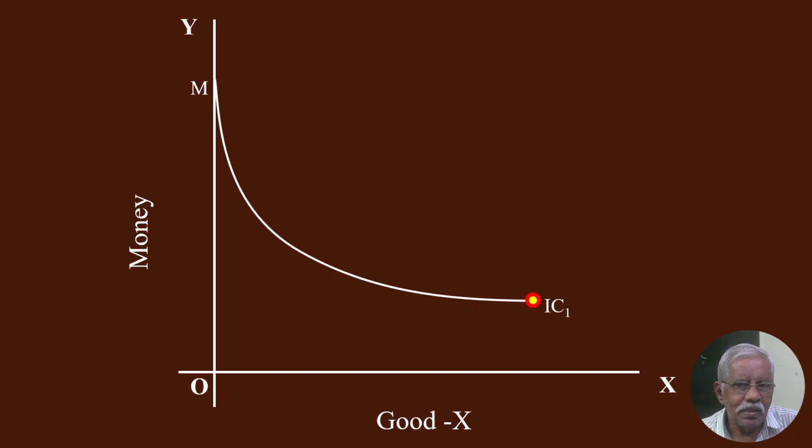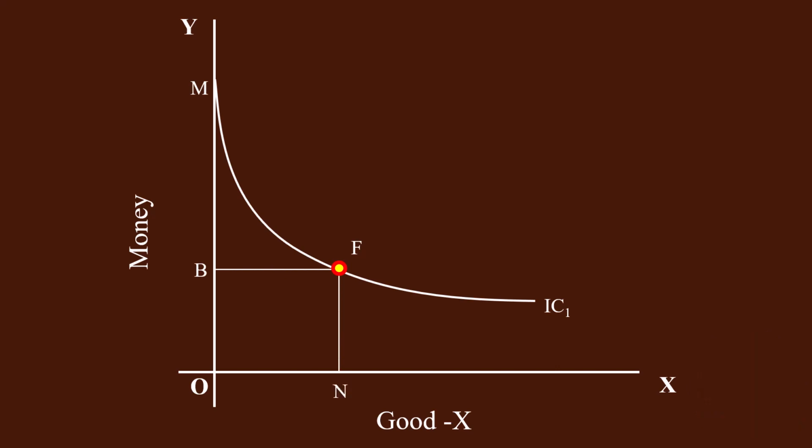Combination M contains M units of money and 0 units of good X. Combinations F, G and H are also on indifference curve 1. They yield as much satisfaction as M. Consumer prefers to buy combination F. It contains OB units of money and ON units of good X.